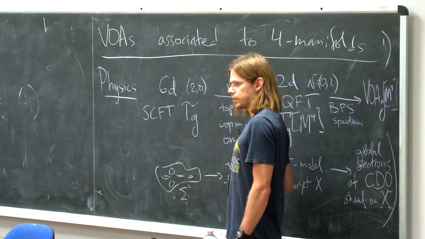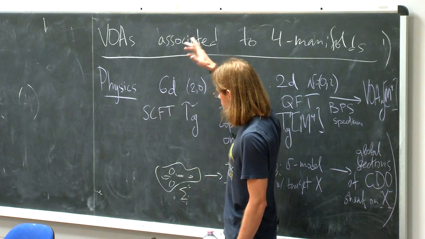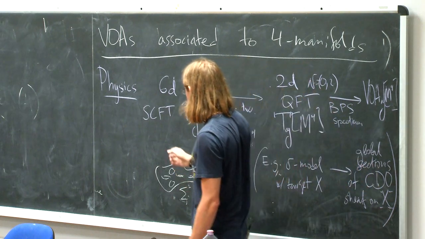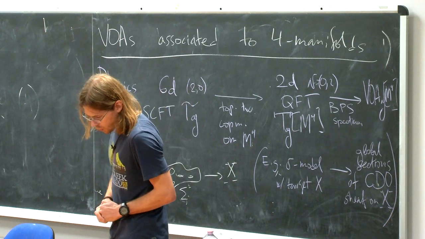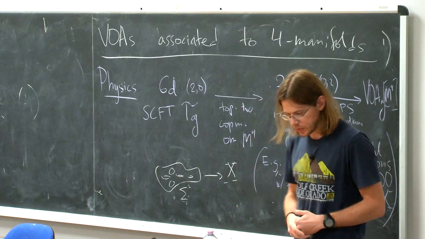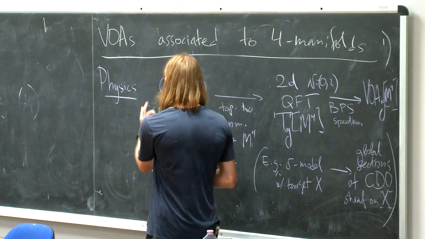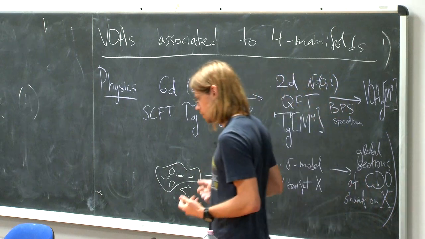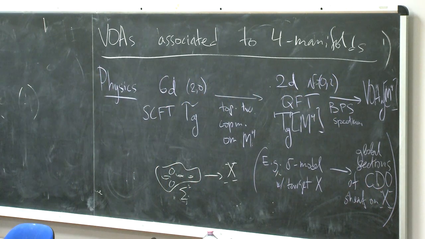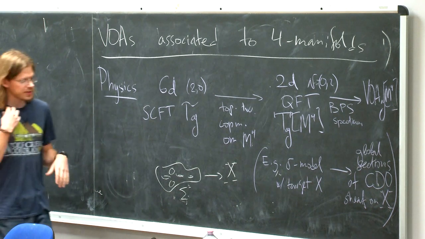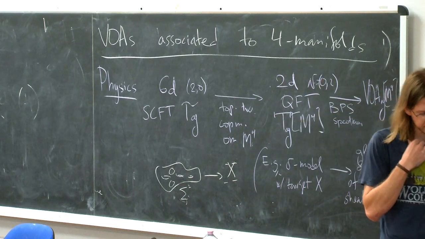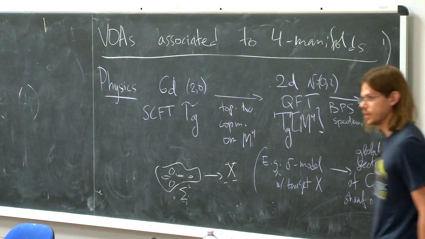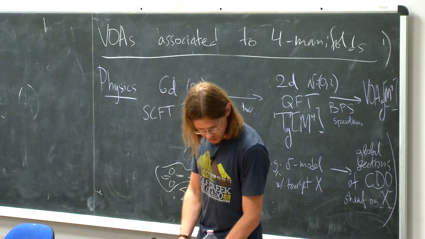There is no general relation, but I will consider some examples, not in this lecture but later. There is some subclass where there is a correspondence between this X and your four-manifold. For example, if your four-manifold is something like P1 times a Riemann surface, a ruled surface, then for this Riemann surface you can associate the Higgs branch of the corresponding class S theory, and roughly speaking this X will be the Higgs branch of this class S theory.